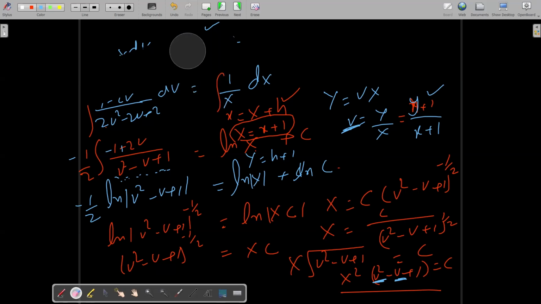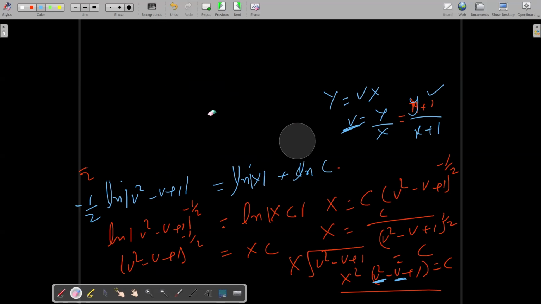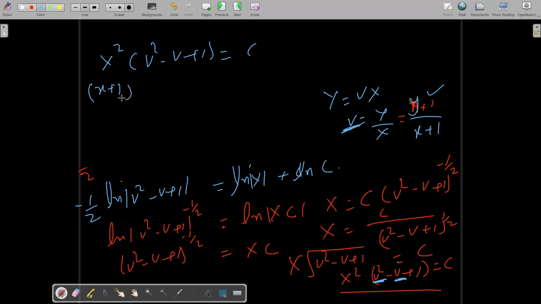Let me write down the final result. So we have something like capital X squared into v squared minus v plus 1 equals c, right? Now, what is the value of capital X? That is small x plus 1 whole square. What is v? v is y plus 1 over x plus 1, y plus 1 over x plus 1 whole squared, right? Minus what is v? y plus 1 over x plus 1 equals c.